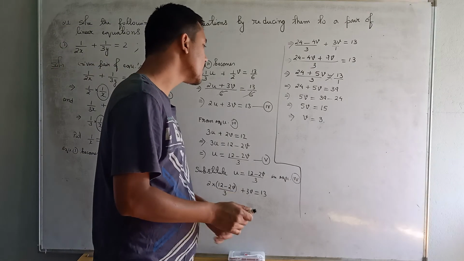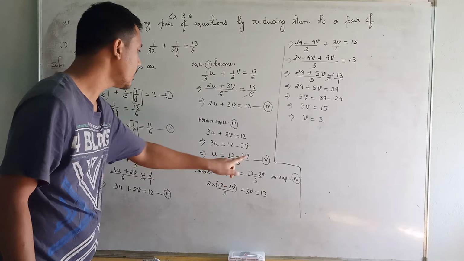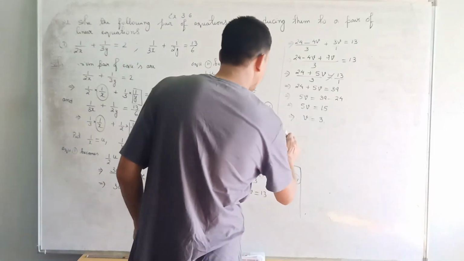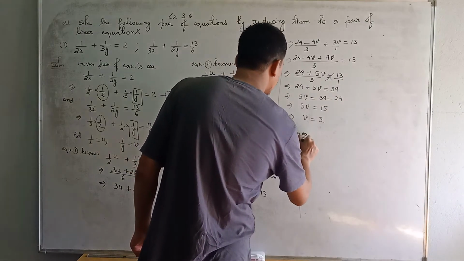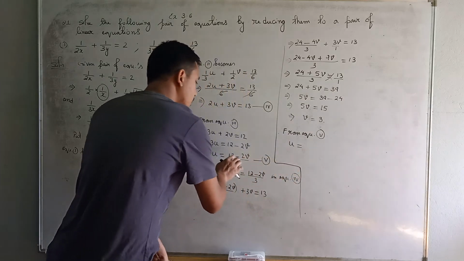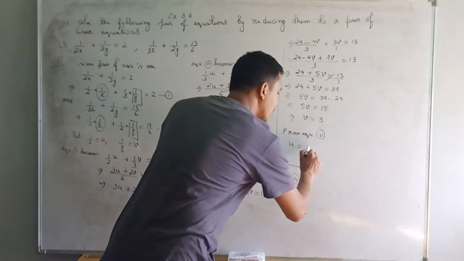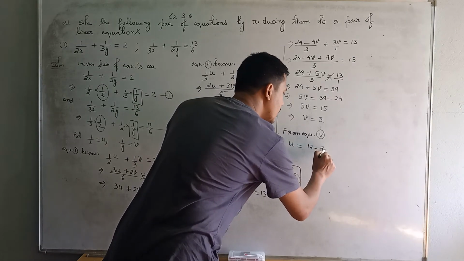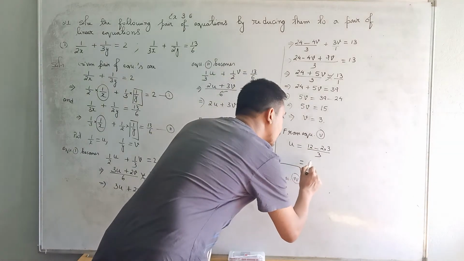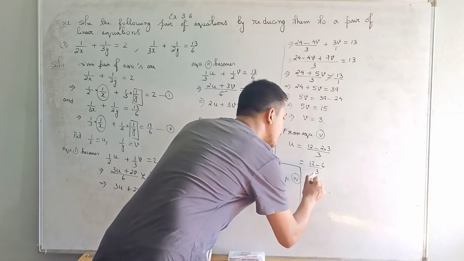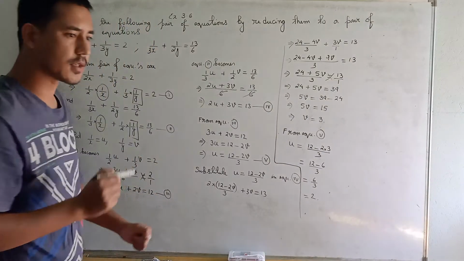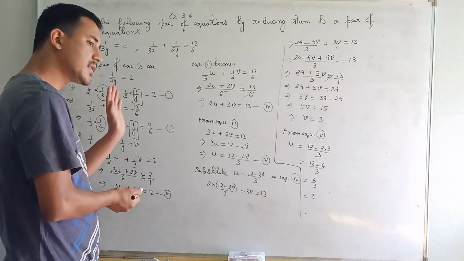Now what I'm going to do, substitute this value of v in equation 5, then we get u. Okay? So from equation 5, your equation 5 is u equals 12 minus 2v upon 3. 12 minus 2 into v upon 3. 12 minus 6 upon 3, 6 by 3. You have obtained u, which is 2. But that's not it. We need x and y.